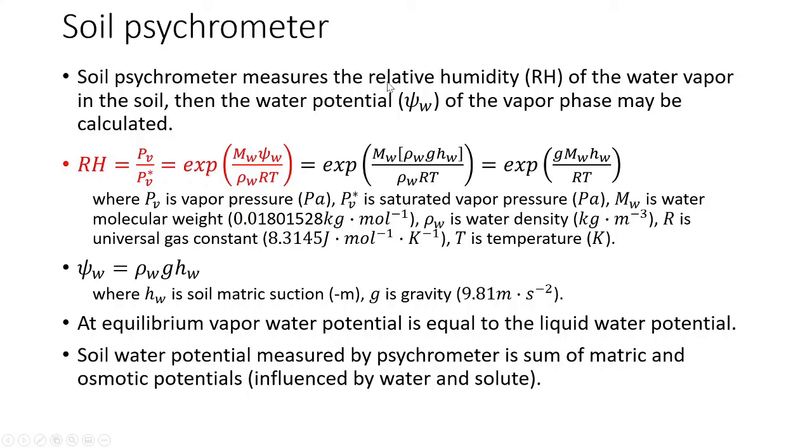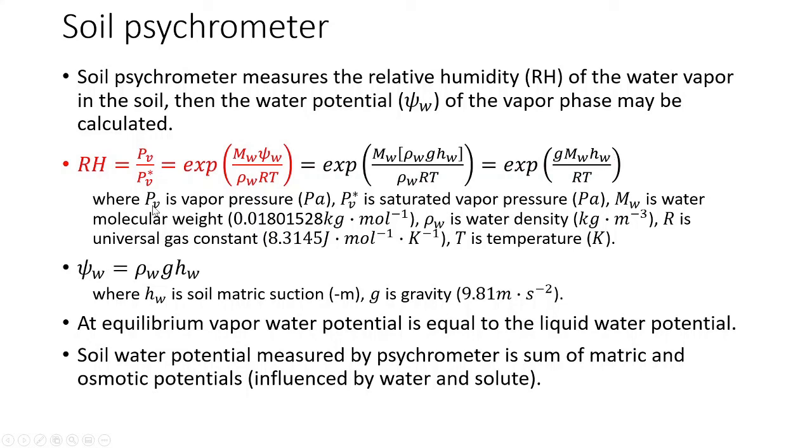Okay, now let's look at the soil psychrometer. The soil psychrometer measures the relative humidity (RH) of the water vapor in the soil, then the water potential (Ψw) of the vapor phase may be calculated. So when we know the relative humidity, we can use this equation to estimate the water potential. Here's a conversion of this equation into a few different forms.